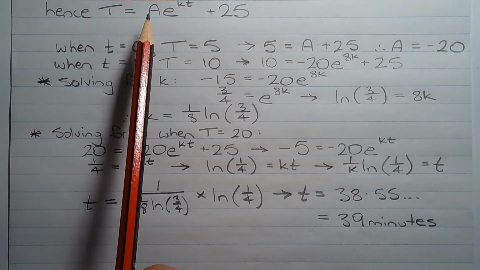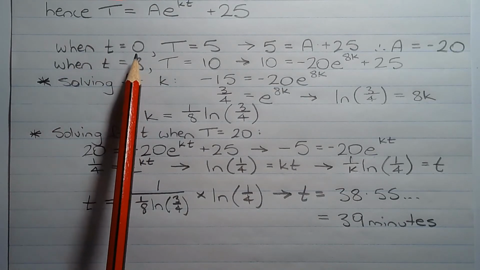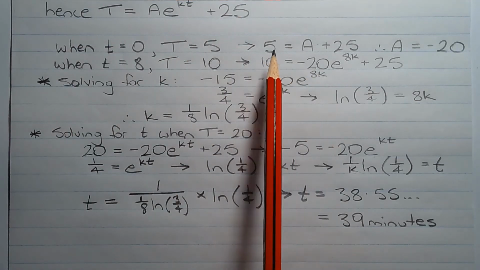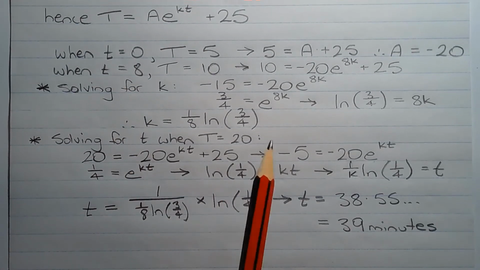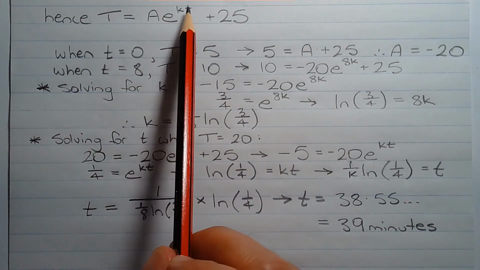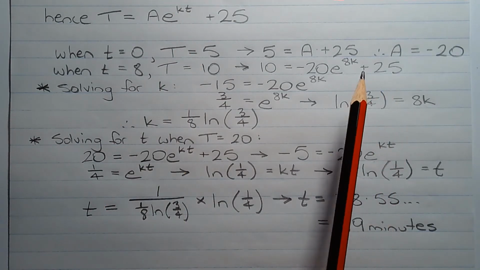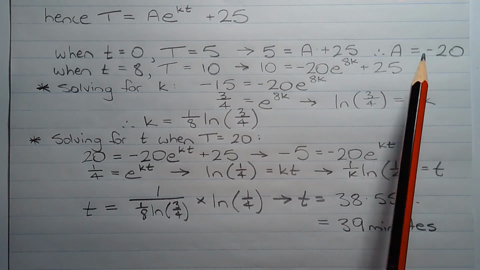Now to determine the value of the coefficient A. When t equals 0, T equals 5. So the initial temperature of the bottle is 5 degrees. So substituting these values into this equation, we get 5 is equal to A plus 25. Now e to the power of kt, where t is 0, so that's e to the power of 0, is equal to 1. So now we can solve for A. So subtracting 25 from both sides, we get A is equal to negative 20.